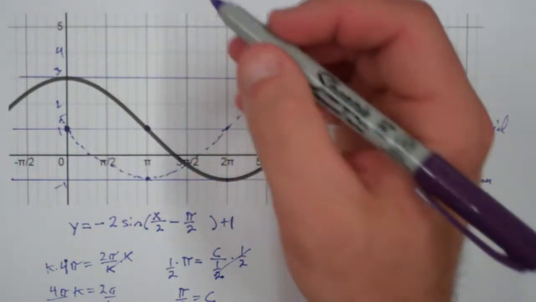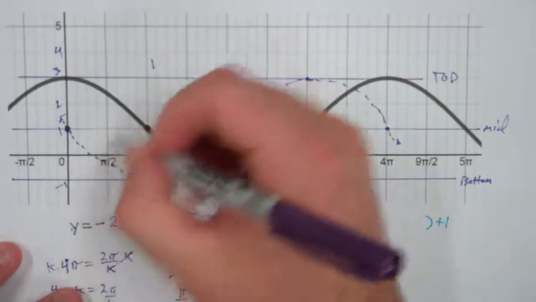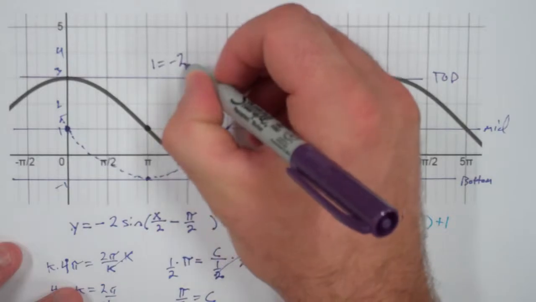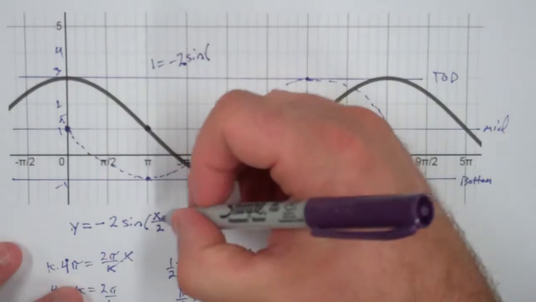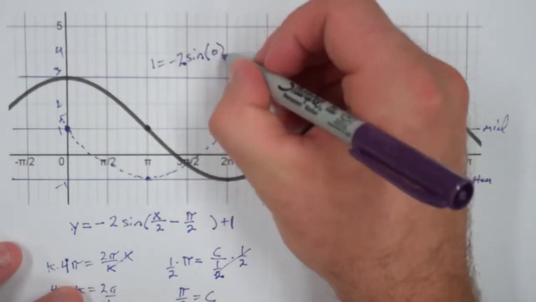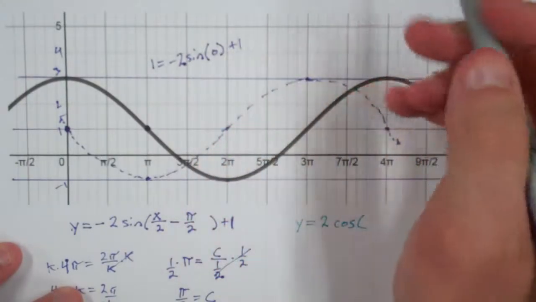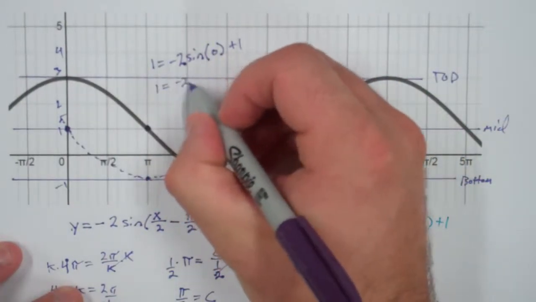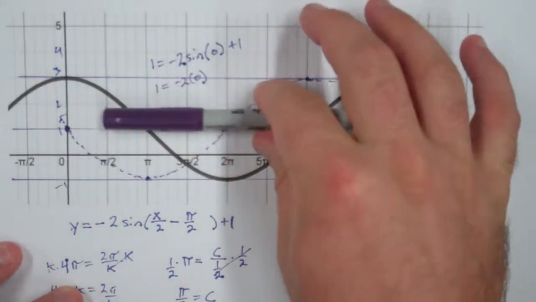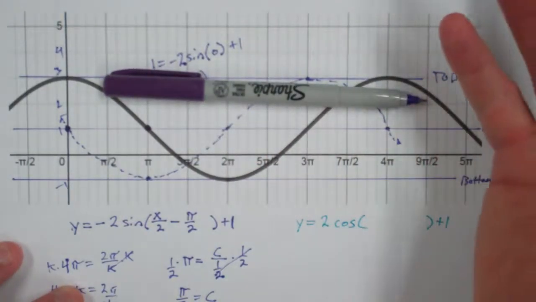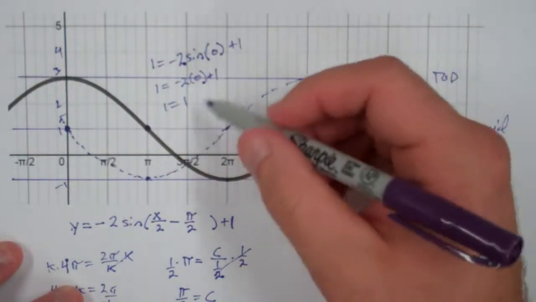So what would happen if we want to know what is y, or, well, y is 1 here, so 1 is equal to -2, and then we want the sine of pi over 2 minus pi over 2, which is 0, and then we'll add 1. So the sine of 0 radians, or 0 degrees for that matter, is definitely 0. If we think about our knowledge from the unit circle, here's 0, and then the y value is 0, and that's the sine. Then we're going to add 1, so we get 1 is equal to 1. So this one does work out.